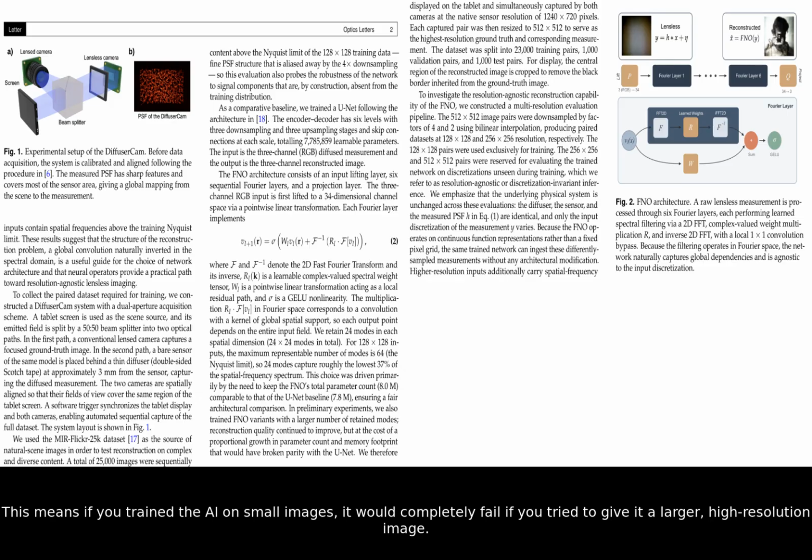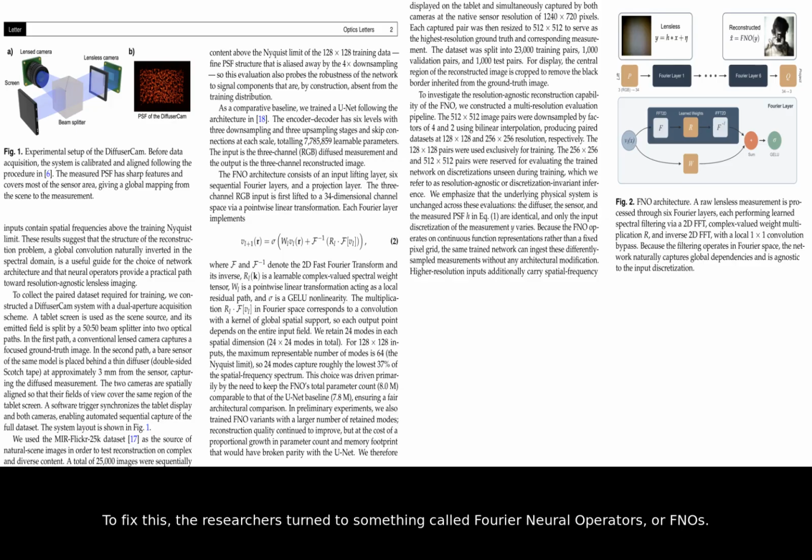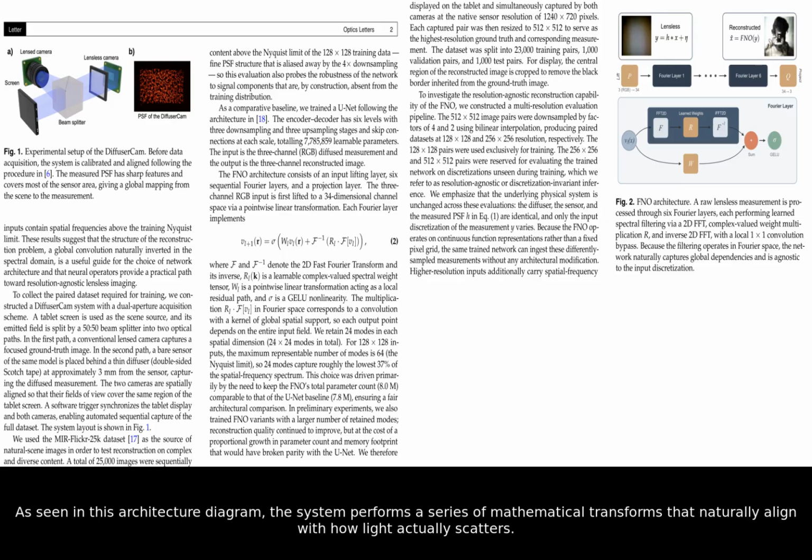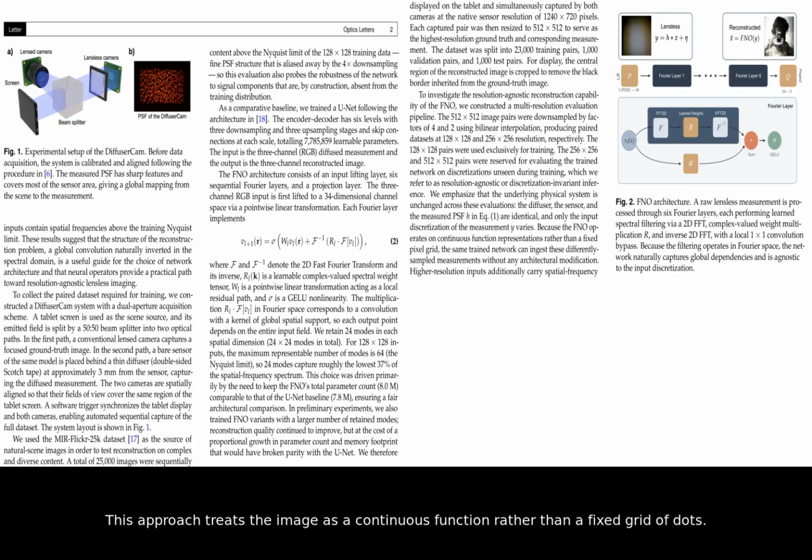This means if you train the AI on small images, it would completely fail if you tried to give it a larger, high-resolution image. To fix this, the researchers turned to something called Fourier Neural Operators, or FNOs. FNOs are special because they process information in Fourier space, which deals with the frequencies of light patterns rather than individual pixels. As seen in this architecture diagram, the system performs a series of mathematical transforms that naturally align with how light actually scatters. This approach treats the image as a continuous function rather than a fixed grid of dots.